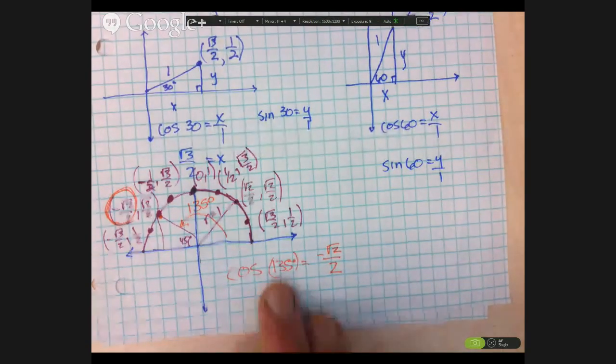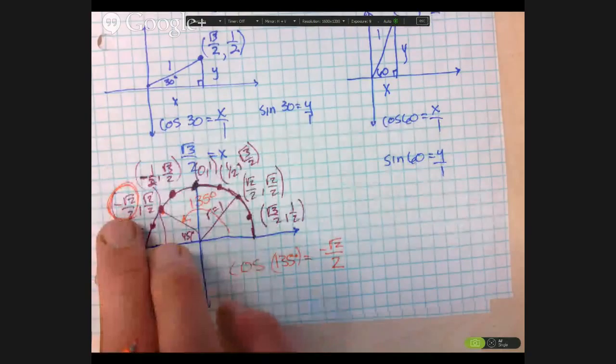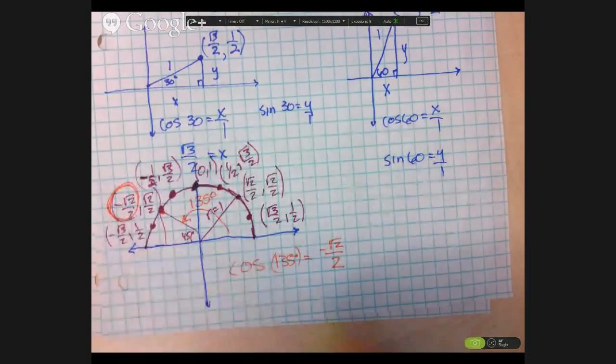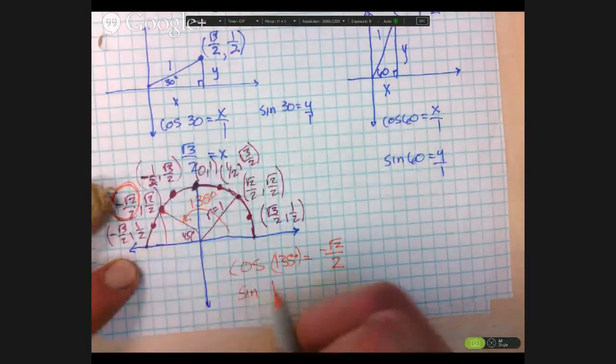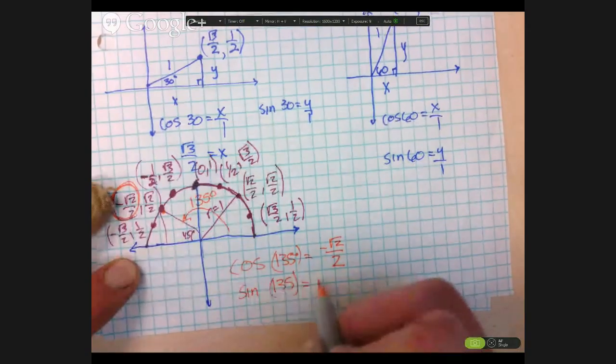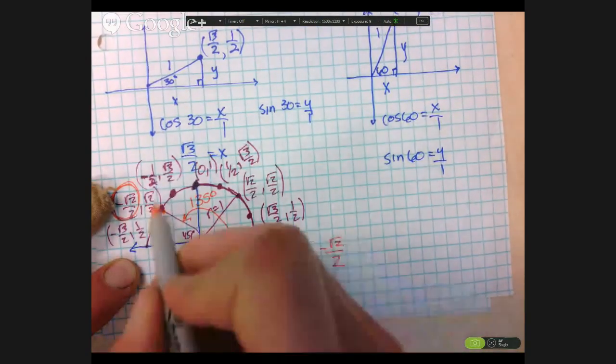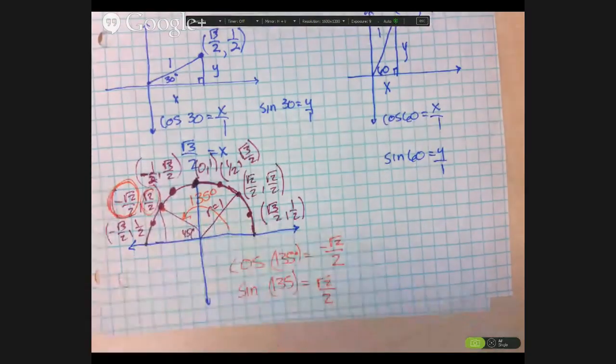The cosine value is the x value of those coordinates. What's the sine of 135? Yeah, root 2 over 2. It's the y value. Okay. Ah, that's a good one. Tangent.